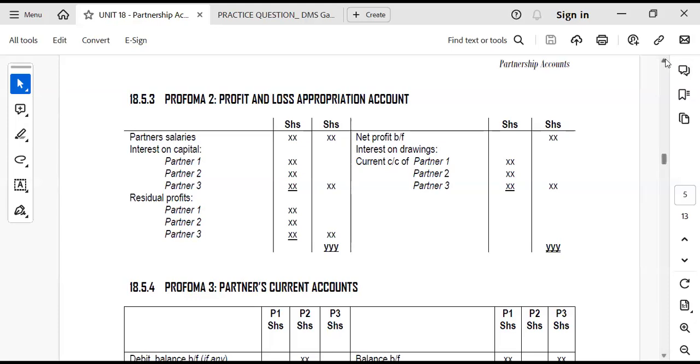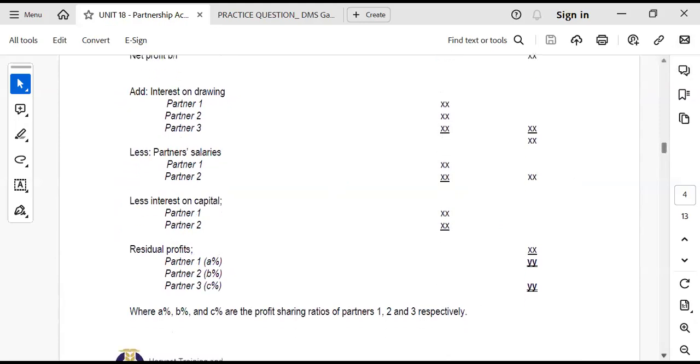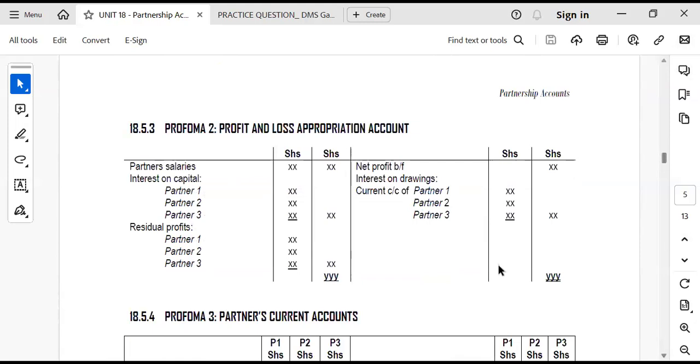Usually I find this cascading one to be much easier for you to remember than the T account. But then again, the T account will help you in case you have different accounts that you need to work with. So it is up to you. Same thing here. We shall have our net profit brought forward. The appropriation account has a normal credit balance. So we will have our net profit brought forward. Anything that increases the capital account, we shall add it there.